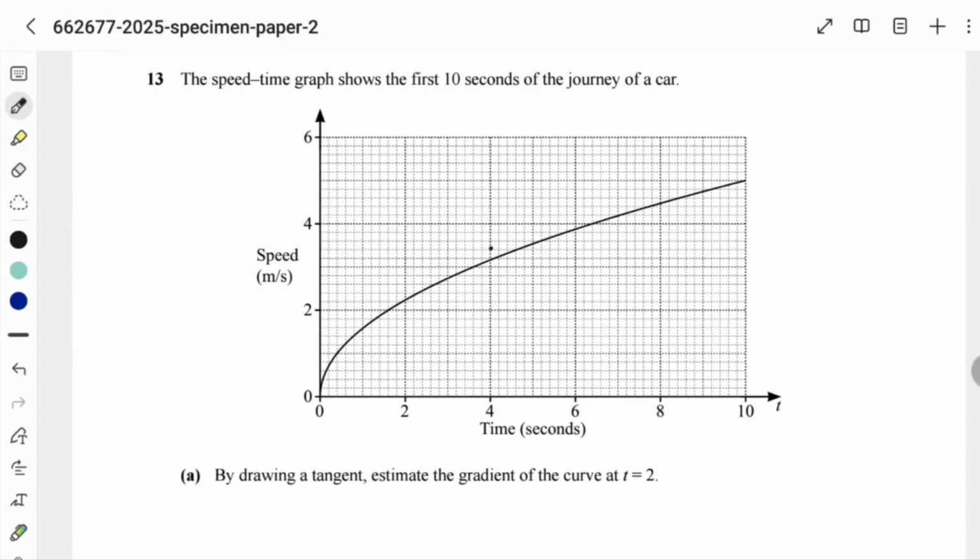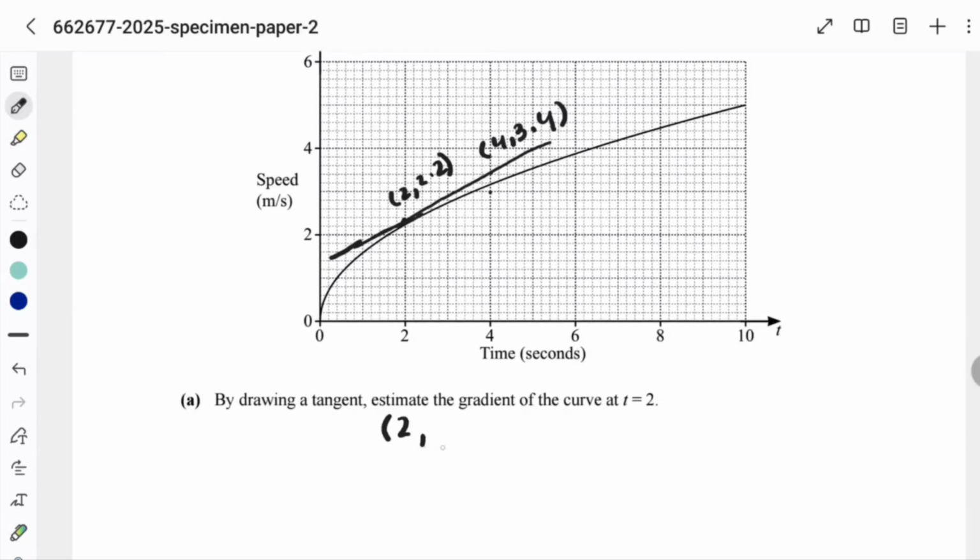A speed-time graph is given here, and it's for 10 seconds. Speed is on the y-axis, time is on the x-axis. Draw the tangent and estimate the gradient at t equals 2. t equals 2 is here, and now we are going to draw a straight line and draw the tangent here. So just take two coordinates: 2 and 2.2, and 4 and 3.4.